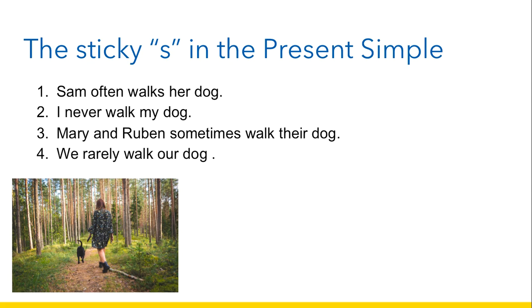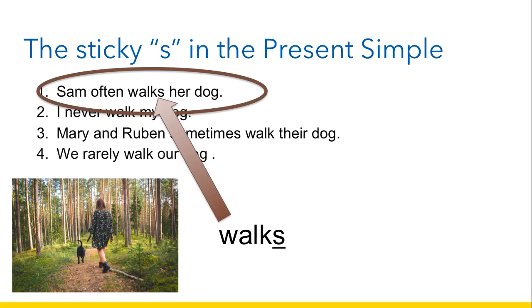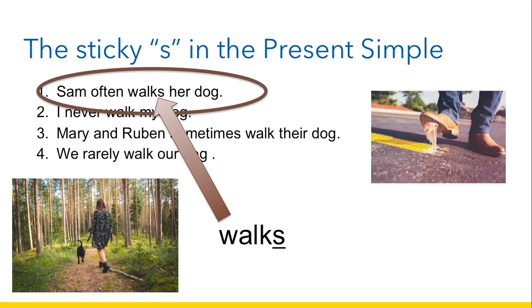Now look at these sentences. Which of these sentences has a small difference in the verb form? You're right. It's the first one. In this one, the verb is walks with an S. That's because the subject, Sam or she, is a third-person singular subject. We can't forget the S. You can think of this S as a sticky S, so you don't forget it, just like a sticky piece of gum on your shoe.